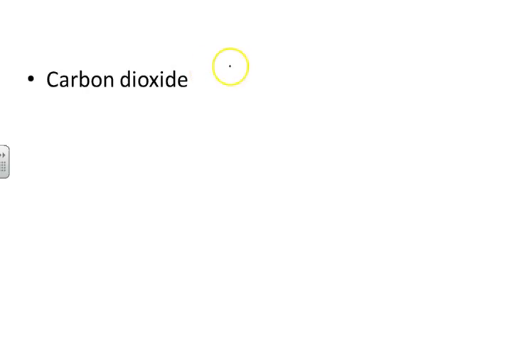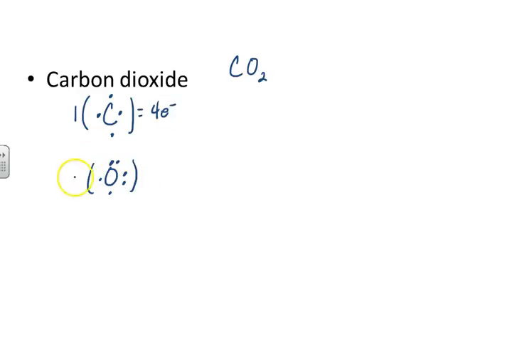Let's try another, carbon dioxide, CO2. We know with this that we've got carbon and we've got oxygen. Carbon is in group 14, so it has 4 dots. Oxygen is in group 16, 6 dots. 1 carbon, 4 electrons. We've got 2 oxygens. 2 times 6 would be 12 electrons. 12 and 4 would be 16 electrons total. We know carbon has to go in the center.